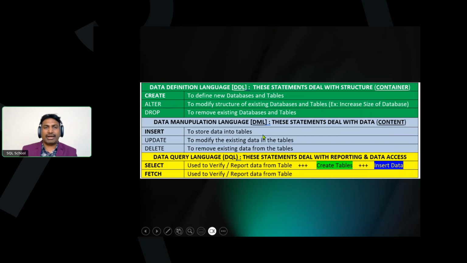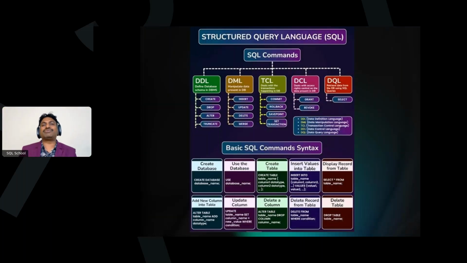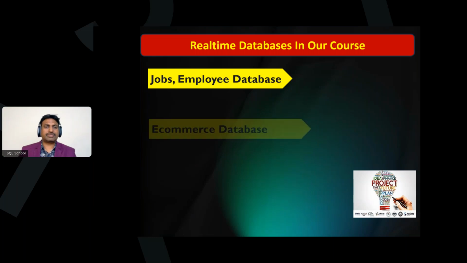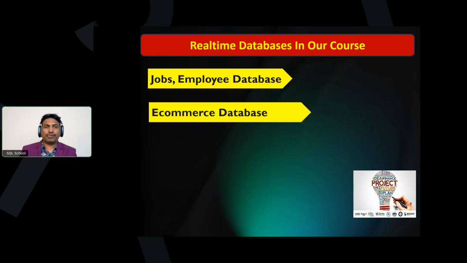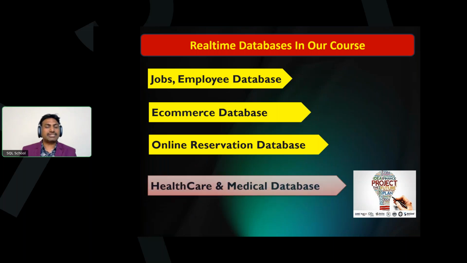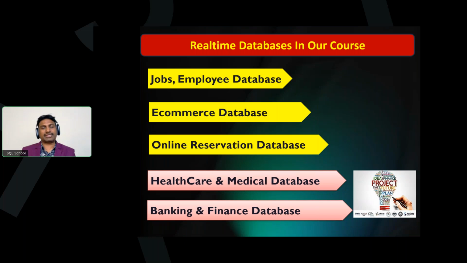After we do DDL, DML and DQL queries, then comes something else called TCL, DCL, etc., later items. In this process, we need to have a few important databases: jobs and employee database from tomorrow, I'll be explaining the things. Then we are going to slowly improve ourselves to implement e-commerce database, online reservation database, healthcare and banking finance databases. These two databases will be in your resume. Yellow items for your practice, orange items for your resume.